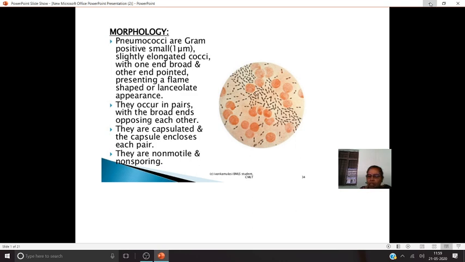Pneumococci are gram-positive, small, 1 micrometer, slightly elongated cocci with one end broad and the other end pointed, presenting a flame-shaped or lanceolate appearance. If you look at this figure, one end is elongated and pointed, and one end is broad. Both combined together are called lanceolate.